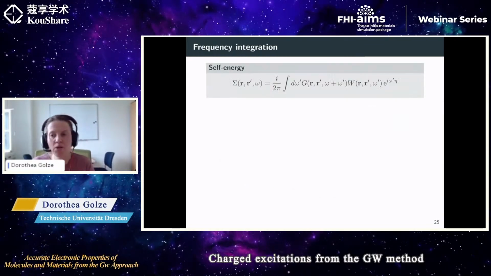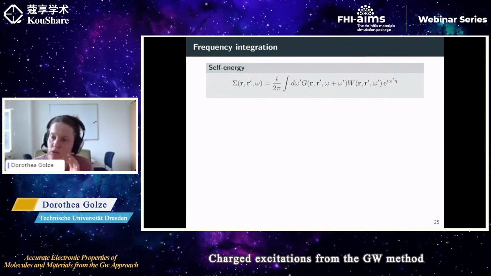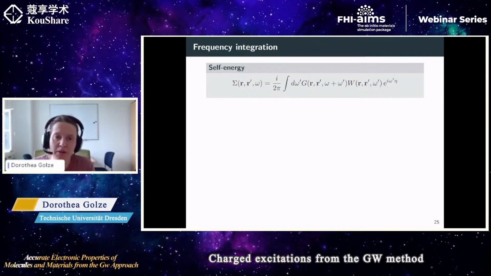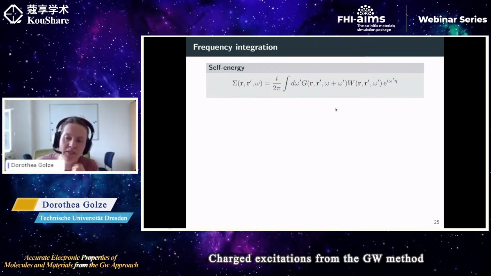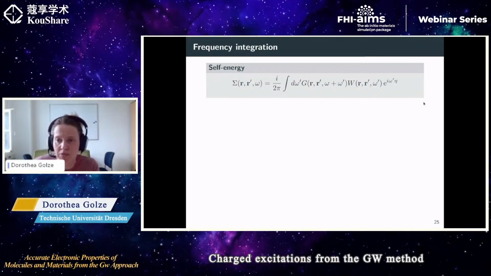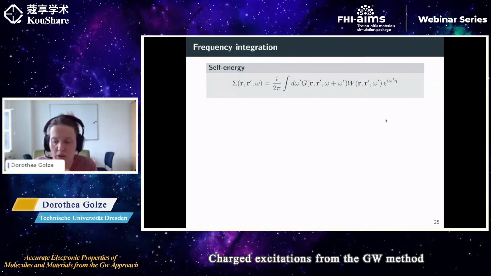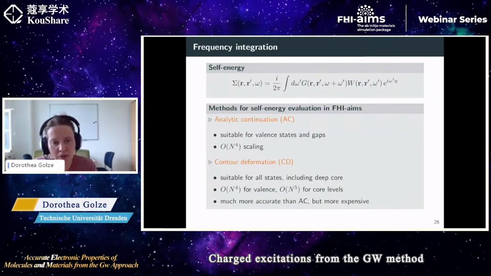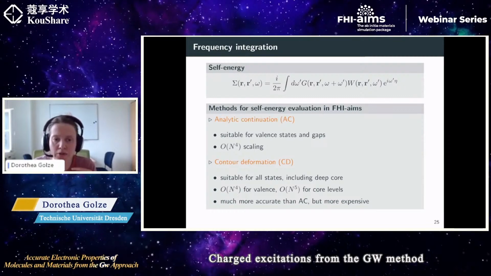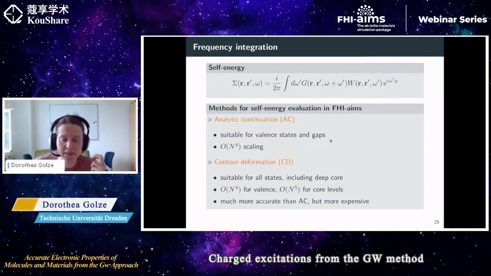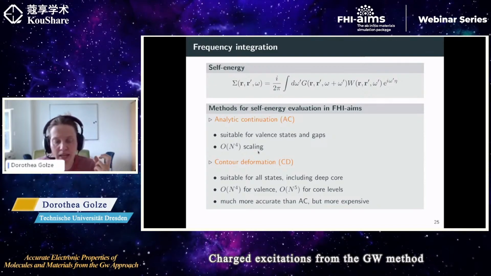Okay, so an important point is not only how to solve it, but also the frequency integration, as James already mentioned. So how to solve this frequency integral? The issue is that both quantities G and W have poles, so we can't do a straightforward numerical integration here. However, there are a bunch of tricks, and what we implemented in AIMS is the analytic continuation, which I abbreviate as AC, which is suitable for valence states and gaps, and has an N to the power of 4 scaling.